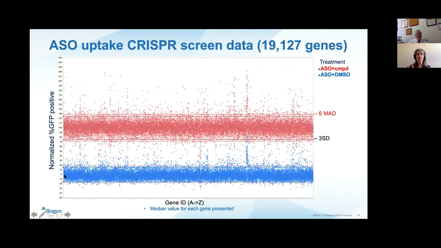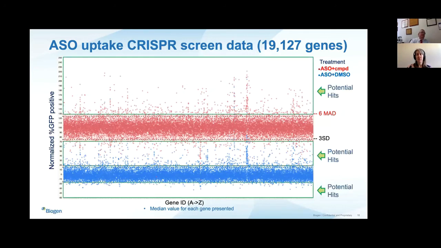So the blue dots here, as we said, most genes show no effect when you knock them down. That's just the ASO plus DMSO. And the red is the ASO plus compound. And then we ended up using the 6 median absolute deviation instead of standard deviation, because we didn't want too many hits to look at. So these are the regions of our potential hits.